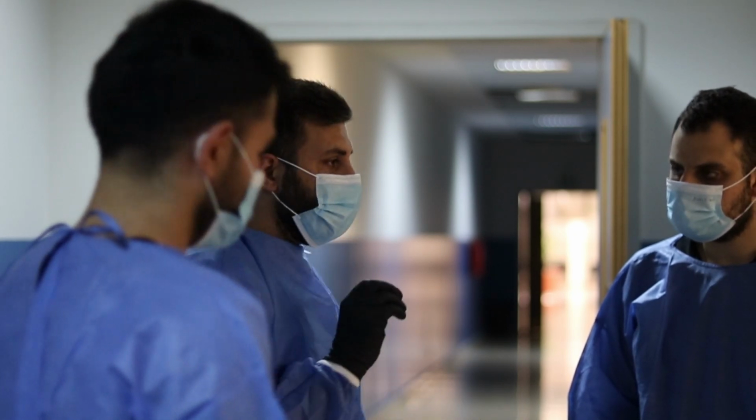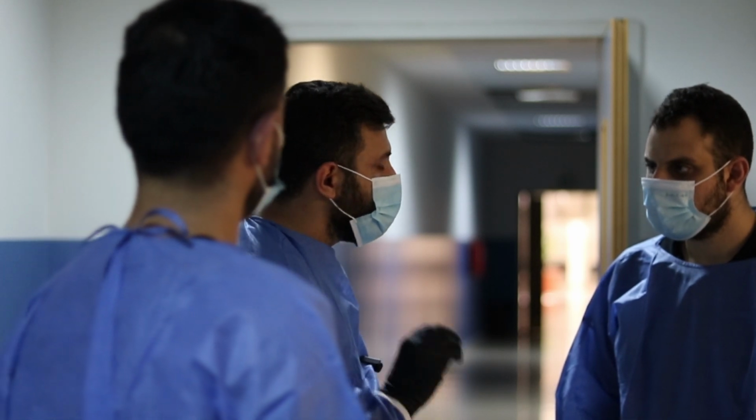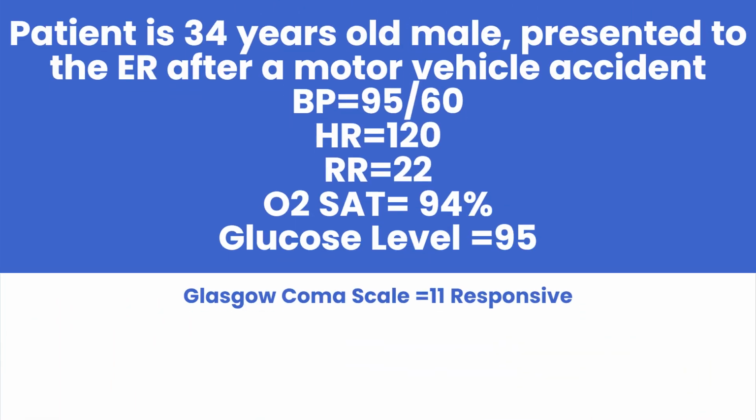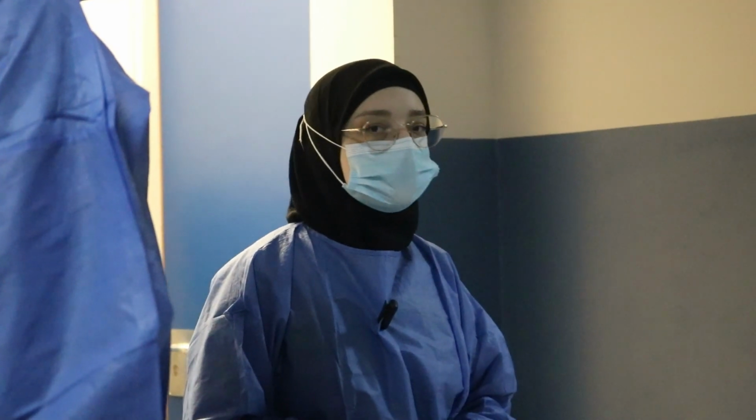No. Great. Patient is a 34-year-old male patient presented to our emergency department in a rollover motor vehicle accident. EMS mentioned that vital signs at presentation are blood pressure 95/60, heart rate 120, respiratory rate 22, and saturation 94 at room air. Okay, capillary glucose level is 95. And Glasgow Coma Scale at presentation is 11 with a responsive patient. Okay, you can start.